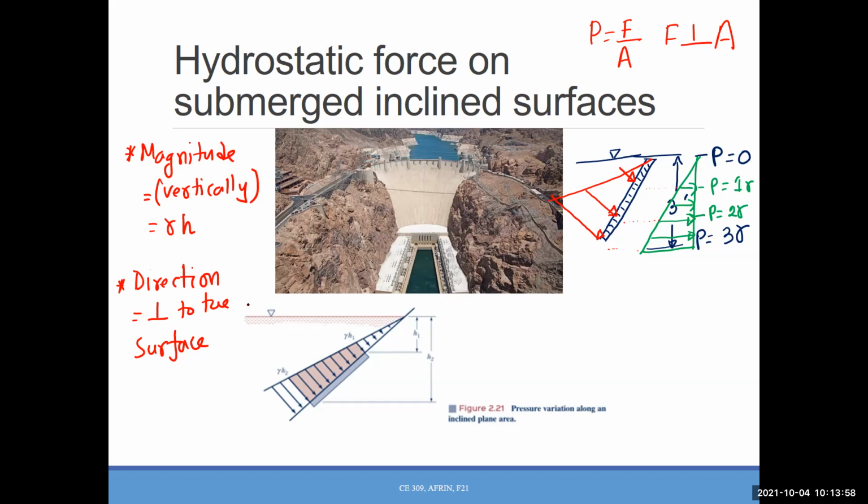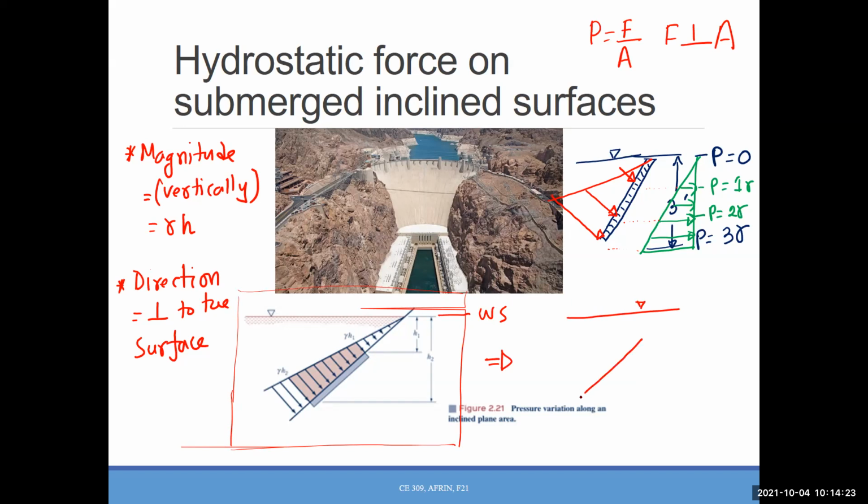Now, are you seeing this picture here? Again, this one is inclined. The only difference is the plate is not starting from the water surface, right? There is a little bit of distance between the water surface and the plate, right? So if I just separate this one again, this is the water surface and this is the plate. Can you tell me what will be the shape of the pressure distribution on this plate? Again, triangular or some other shape?